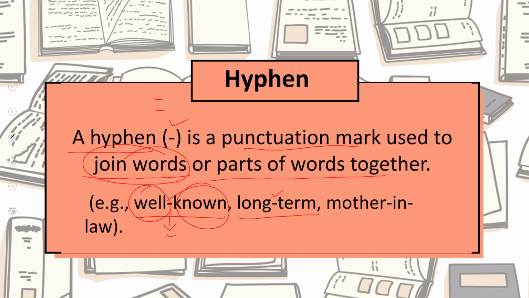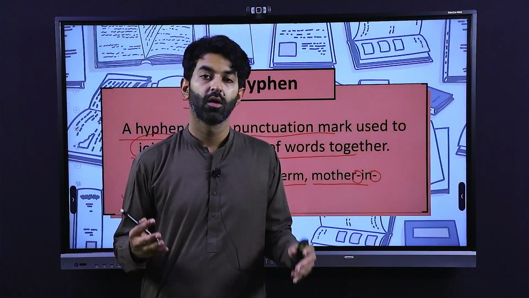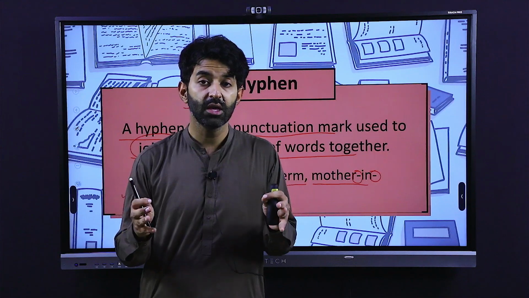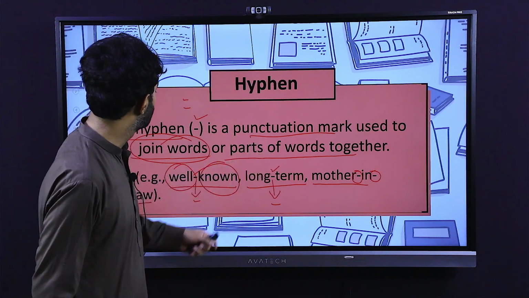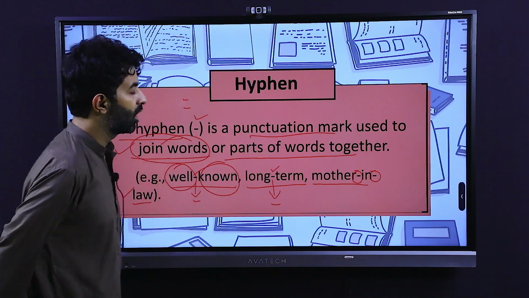Long-term, something which is going on for a long period, we call it long-term. It can be an agreement, it can be any event, etc. This is also joined by hyphen. Mother-in-law. You can see two different hyphens over here. Yes. So it means there can be more than one hyphen mark in your word. When we are using these hyphens, we join words together as we talked about over here. We join and connect our words.